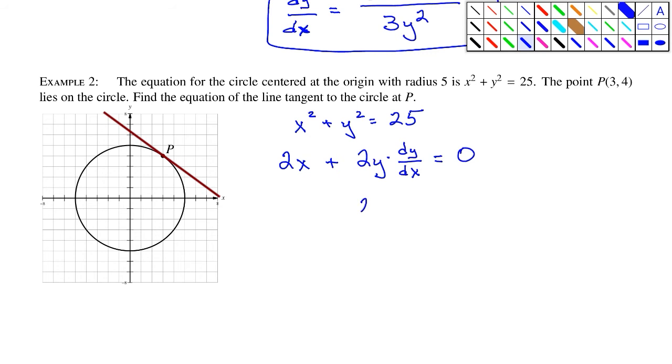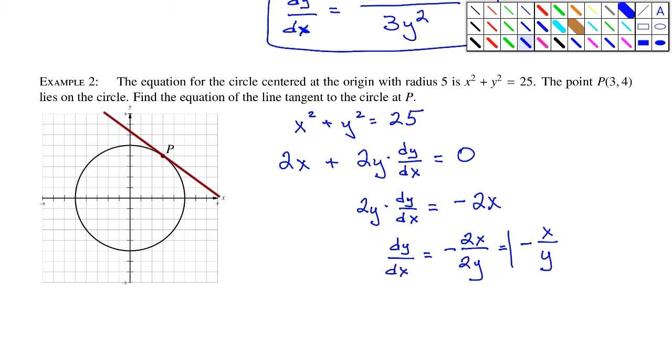Solve for dy/dx. We start by moving the 2x to the right side and then dividing by 2y. The 2's cancel, and it leaves us with negative x over y. This is the formula for the slope of the tangent line.